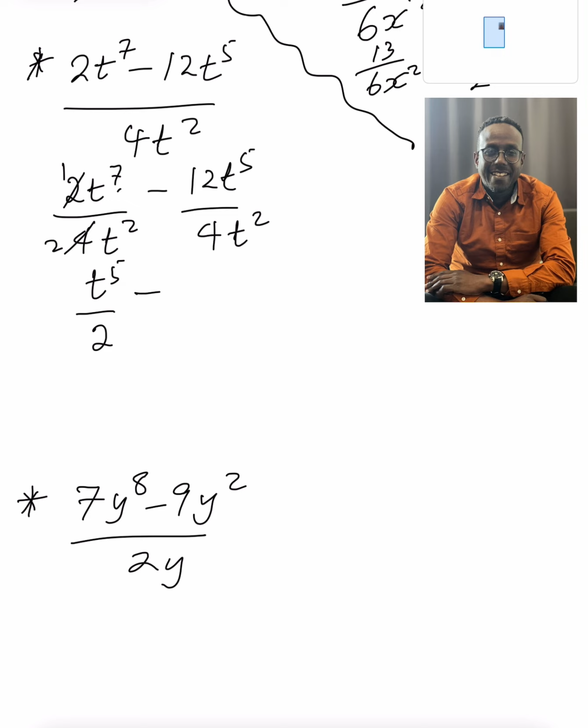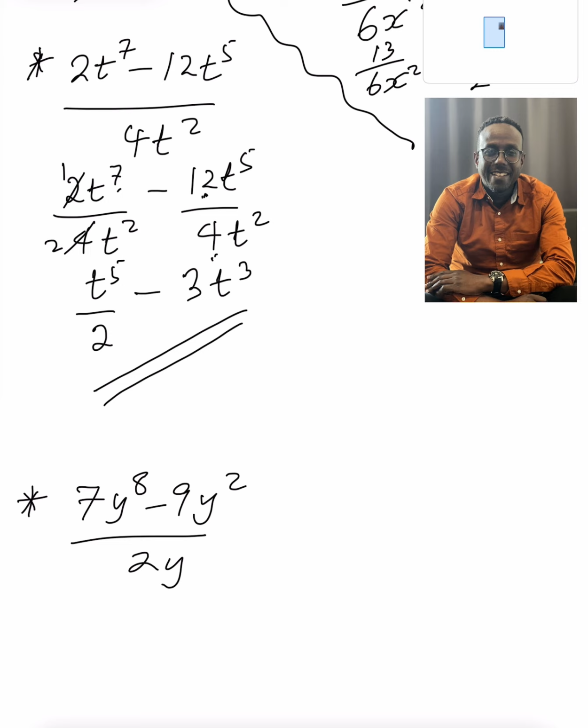The second one, 12 divided by 4 is 3. So 3 will be at the top there. 5 minus 2 is 3, so this will be t to the power of 3. That will be the answer to this one. I hope you got it. If you didn't, please see where you went wrong.